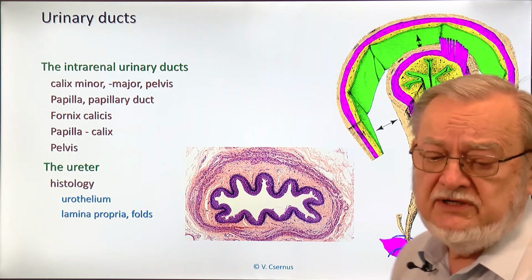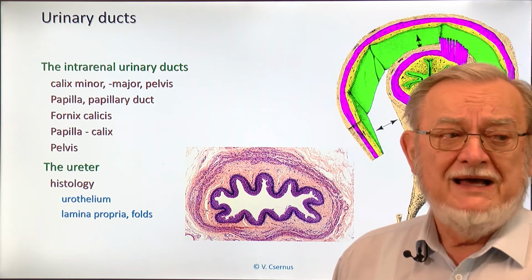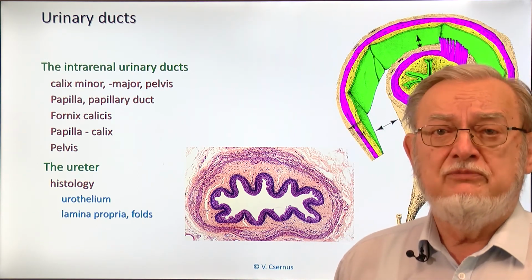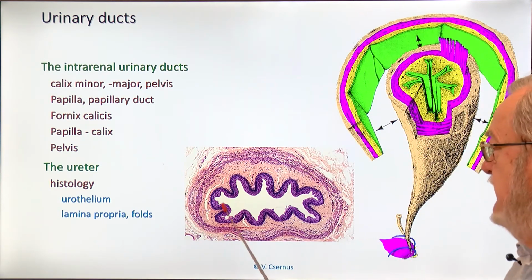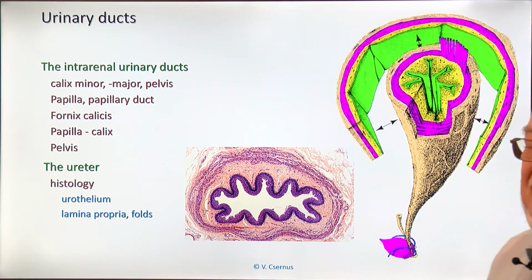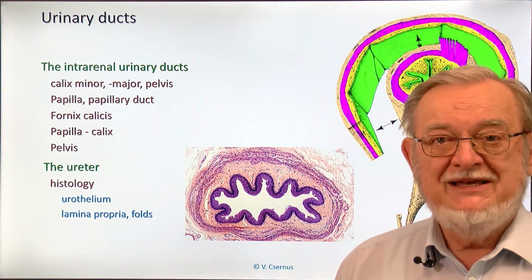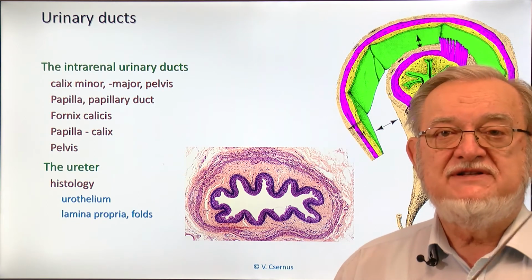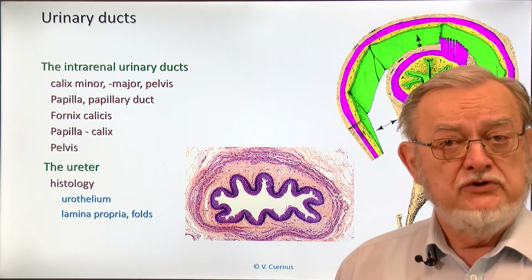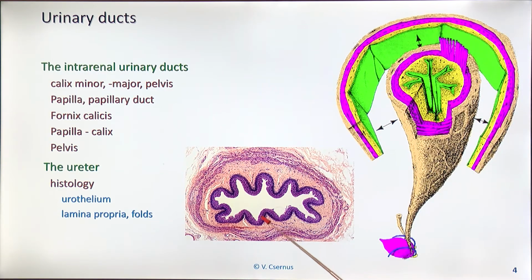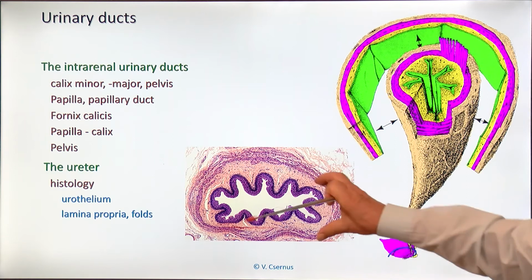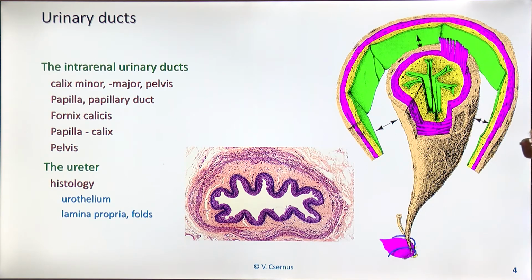Do you remember the general rules? In a tube-like structure, we have two types of folds. They can be longitudinal, in which case the lumen of the tube is star-like, and they can be transverse, like in the gut. In those tubes in which the content should pass as quickly as possible, like the esophagus or in this case the ureter, the folds are longitudinal. When it's shrunken, the lumen almost disappears.